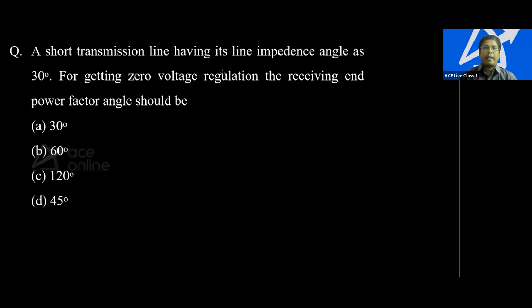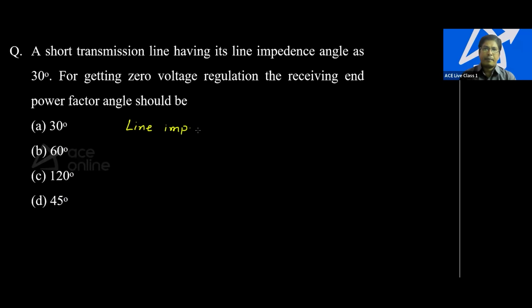A short transmission line having its line impedance angle as 30 degrees. For getting 0 voltage regulation, the receiving end power factor angle should be. That is the first question. A short transmission line having its line impedance angle as 30 degrees. So what is the line impedance angle, students? The line impedance angle is given.